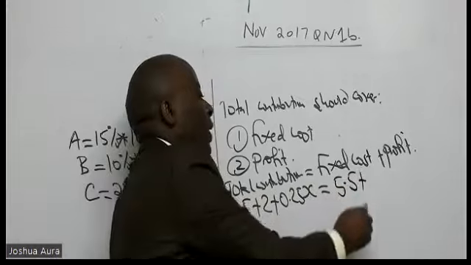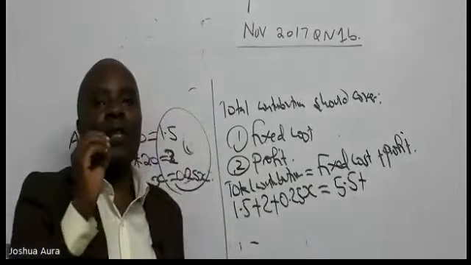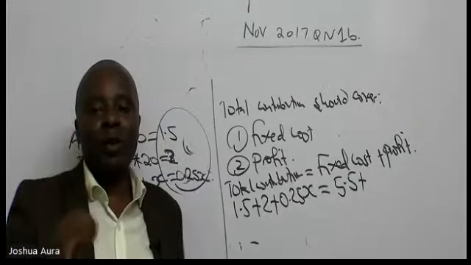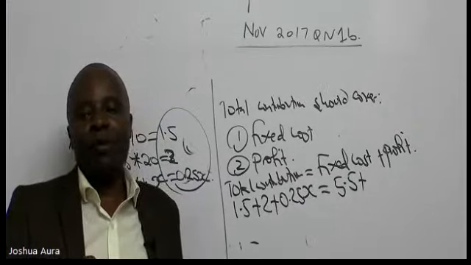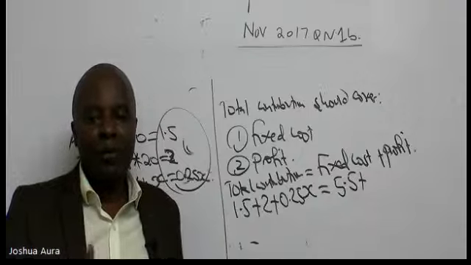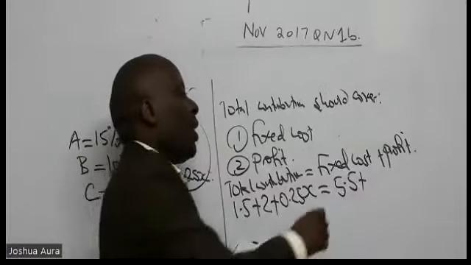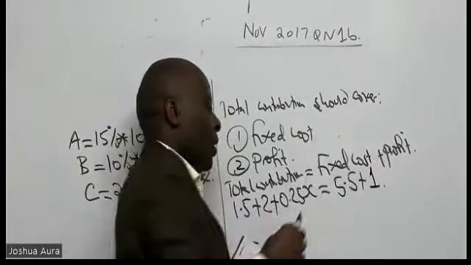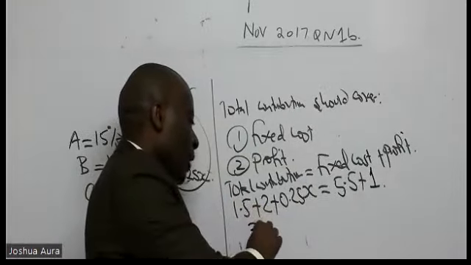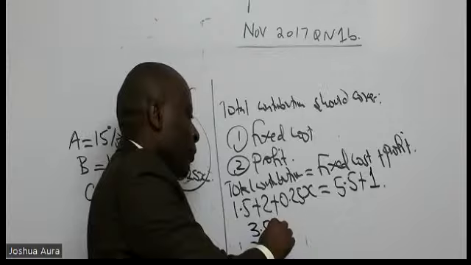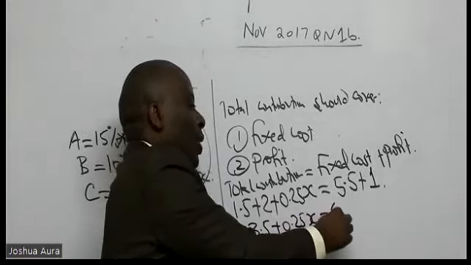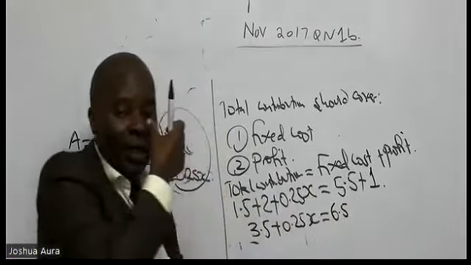How about profit? Is there any profit that these guys are targeting to get? Yeah, it's 1 million, isn't it? All my figures are in millions. So in this case, we have a profit of 1 plus 5.5, which gives me 6.5. So 3.5 plus 0.25x should be equal to what here, somebody? Should be equal to 6.5 million, like that.